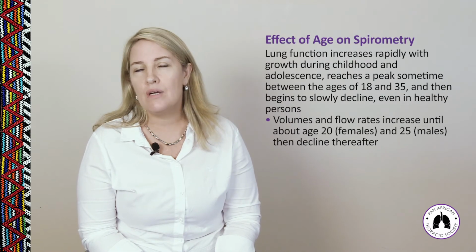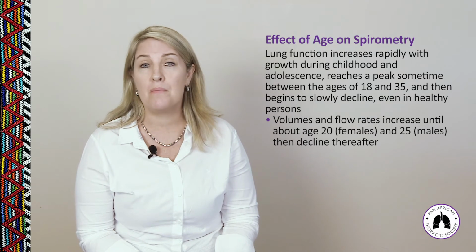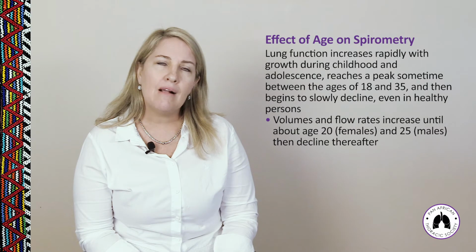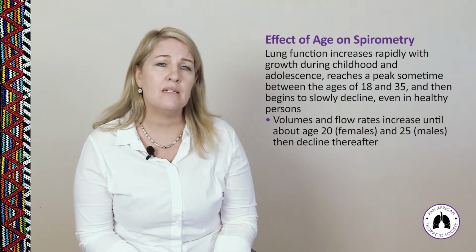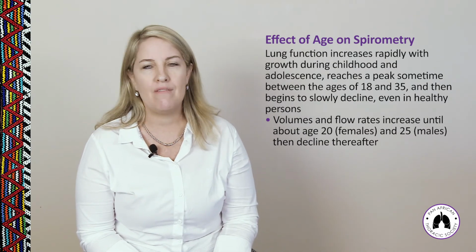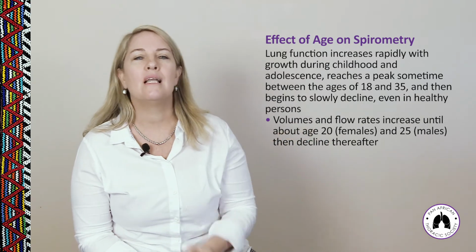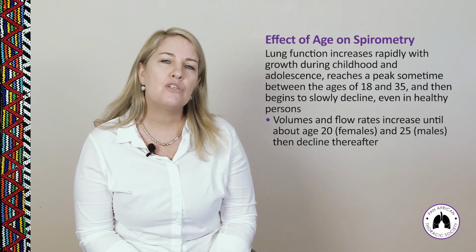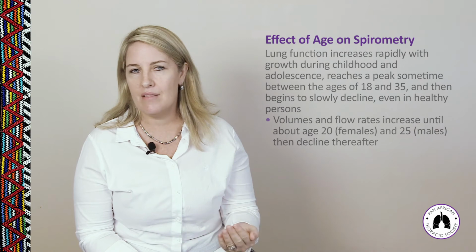So let's just look now at the various factors that affect lung function. Let's look at age first. So lung function increases rapidly with growth during childhood and adolescence and reaches a peak sometime between the ages of 18 to 35. From that point, lung function will slowly decline even in healthy people. So volumes and flow rates tend to increase until about the age of 20 or so and then decline thereafter.